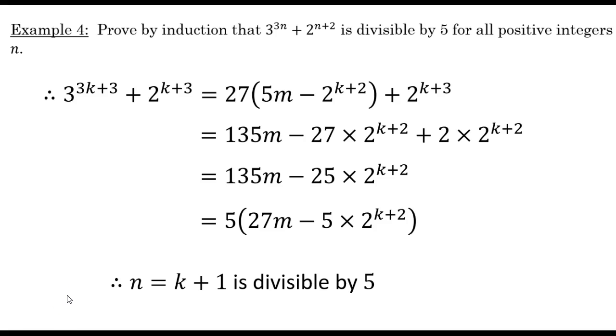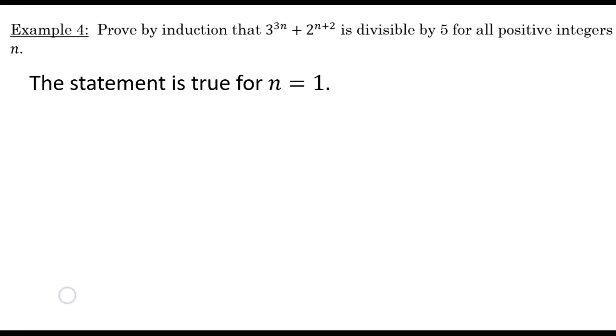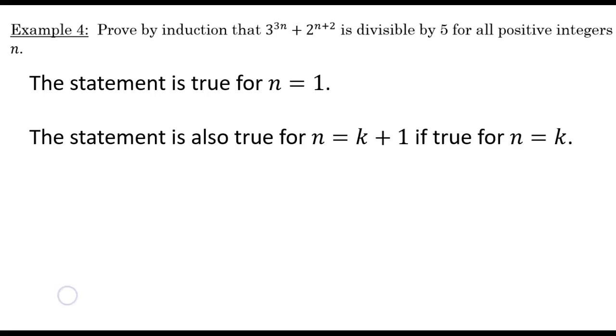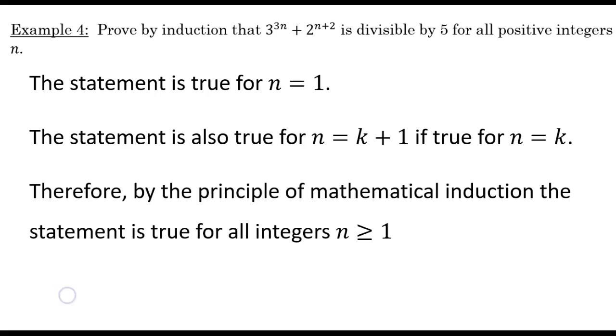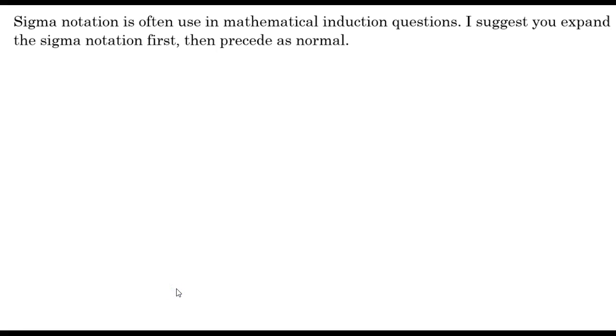A certain amount of massaging there, but we got there. So n equals k plus 1 is divisible by 5, and the statement is true for n equals 1. It's true for n equals k plus 1 if it's true for n equals k, and therefore, by the principle of mathematical induction, the statement is true for all integers n greater than or equal to 1. Righto. There was a bit of work there. Getting towards the end, I just want to have a look at a little bit of notation here.